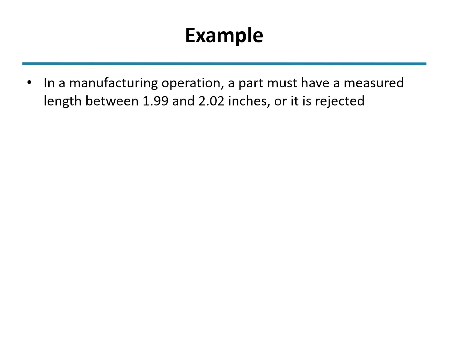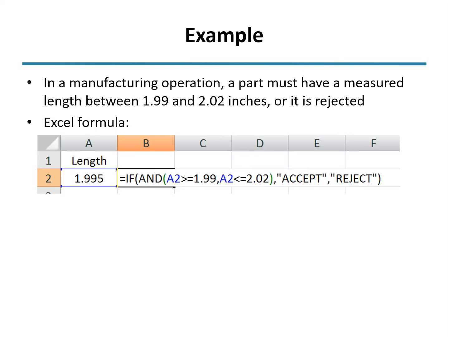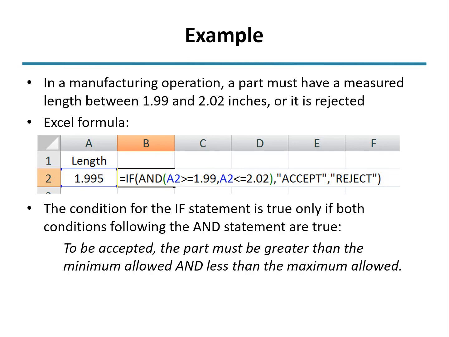So we'll say in a manufacturing operation that a part has to be between these two values in length, or it's rejected. So in Excel, we use the AND. So the part length is greater than or equal to 1.99, the lower limit, and it's also less than the upper limit. If both those things are true, then we return accept. If either one of those is false, then we return reject.